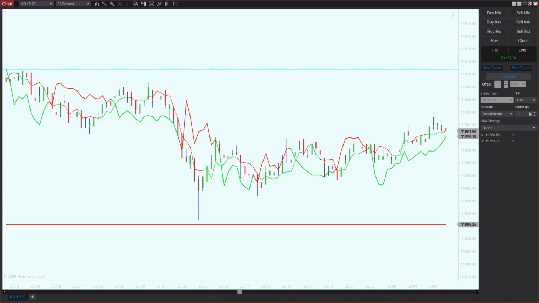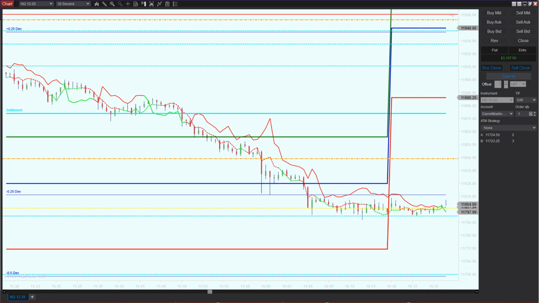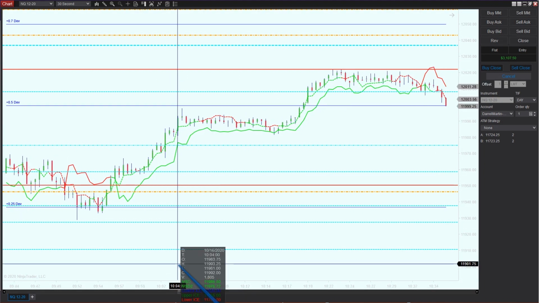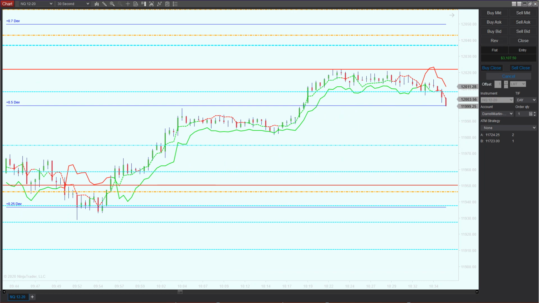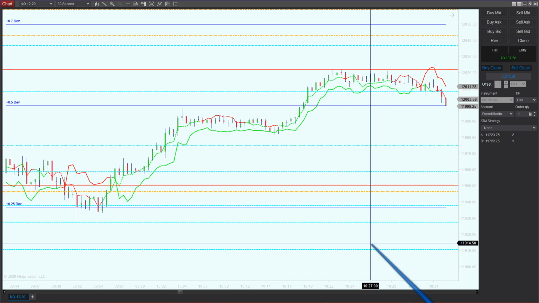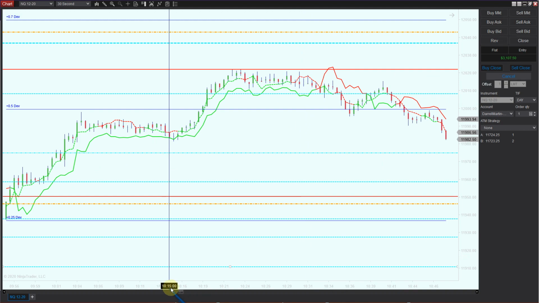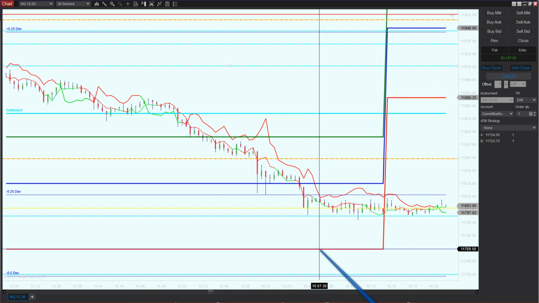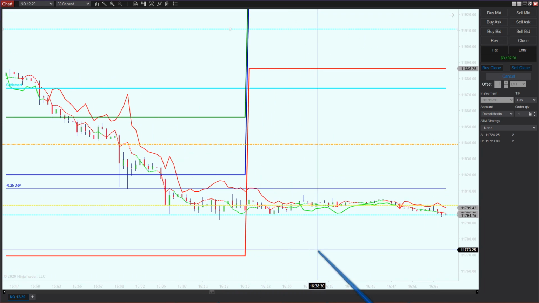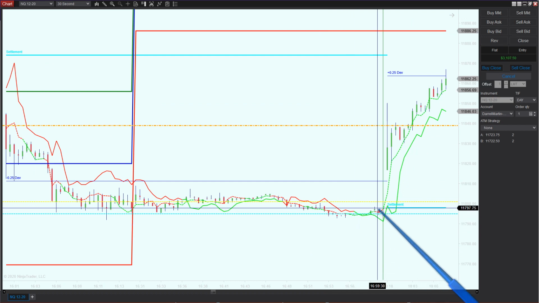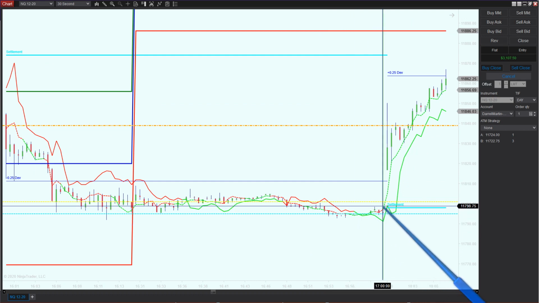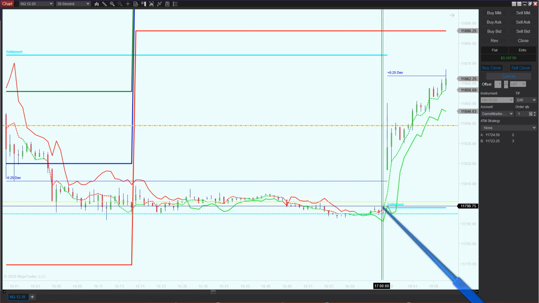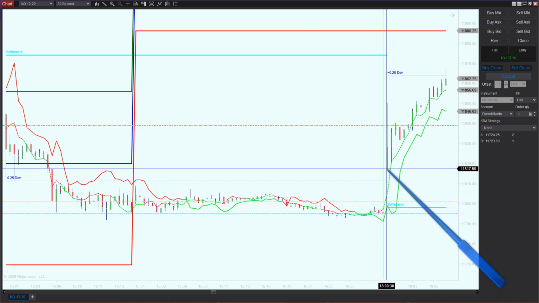Trying to see if I can find it. That's not it. Right on my 16th. Let's see, what was the date? Yeah, the 16th. Okay, it's like right here. See how this right here, and then it gapped up. So that was the gap point. It gapped between these 2 levels.